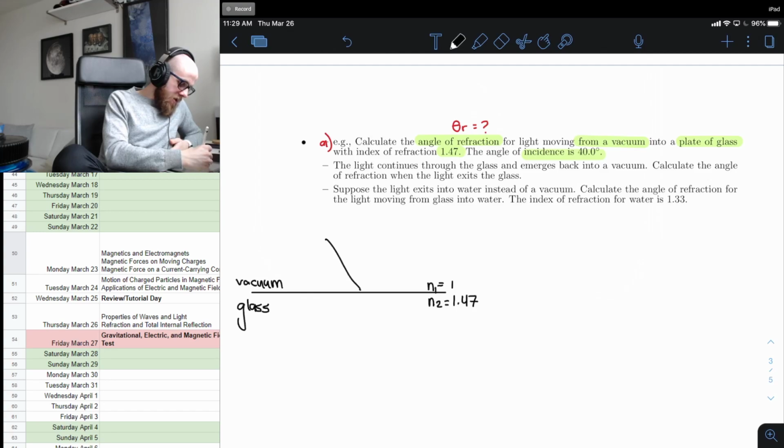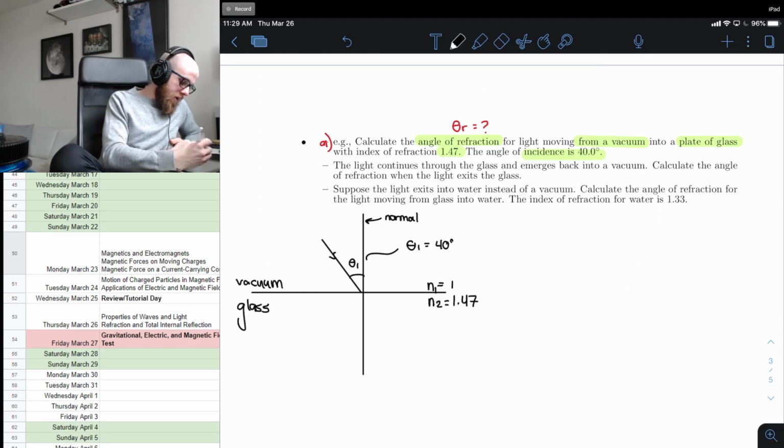The angle of incidence, and again, the angle of incidence is measured with respect to the normal line here. So there's our normal. Here's our incoming ray, our angle of incidence right here, theta 1. Theta 1 equals 40 degrees. What we're interested in now is what the angle of refraction will be. We want to figure out what theta 2 is. Or theta r; I think I called it theta r up top. I'll switch that to theta 2.